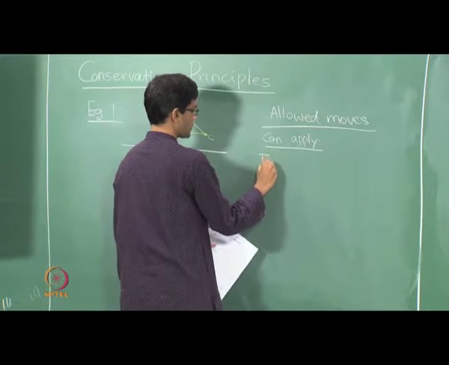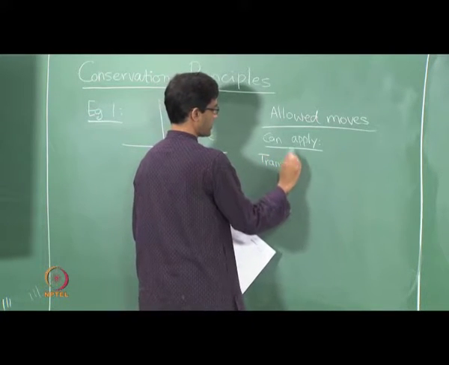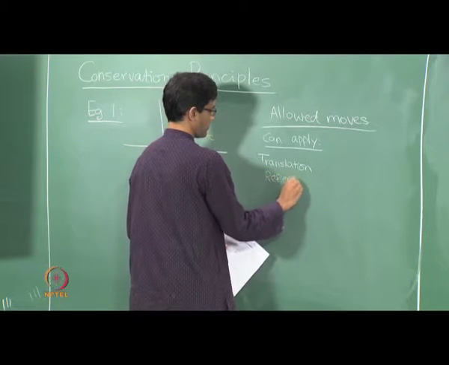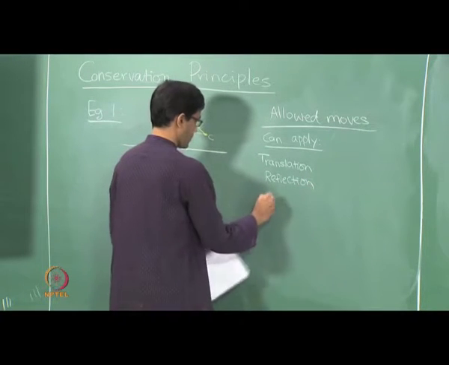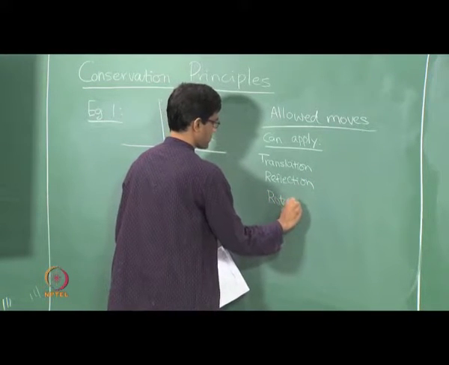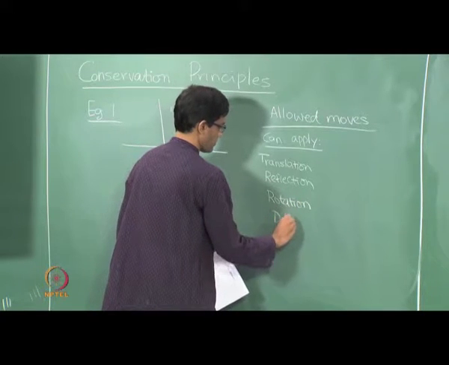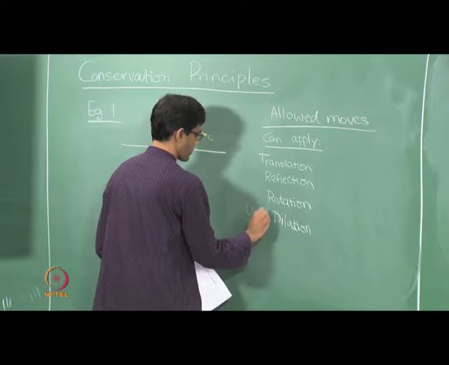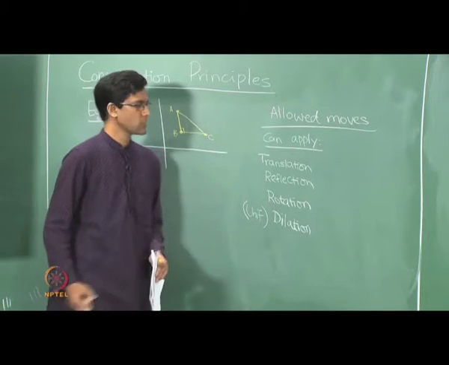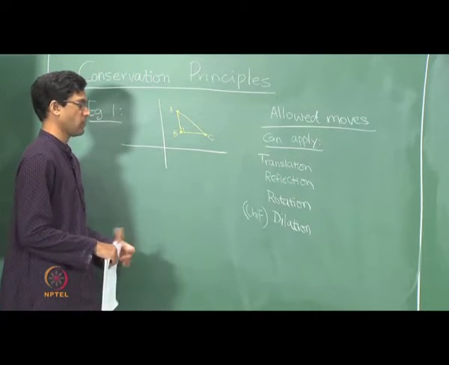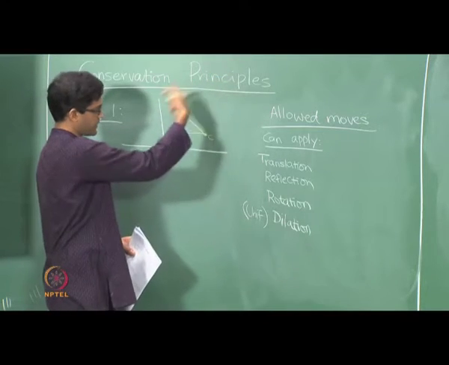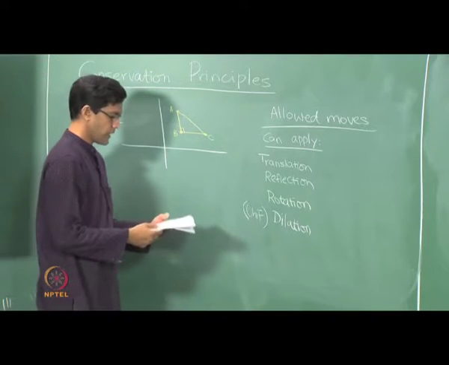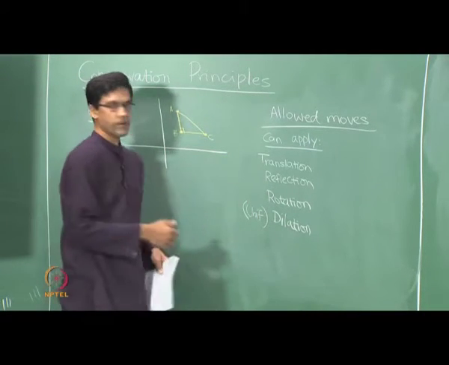You can apply a translation, you can apply a reflection, a rotation, or a dilation. So these are examples of transformations we talked about. By dilation I mean a uniform dilation. Okay. So these are the 4 operations or allowed moves that you can perform. So you can translate this triangle, you can reflect it about any line, you can rotate the triangle, or you can dilate the entire triangle. At each time you pick any one of these 4 operations and you perform it.